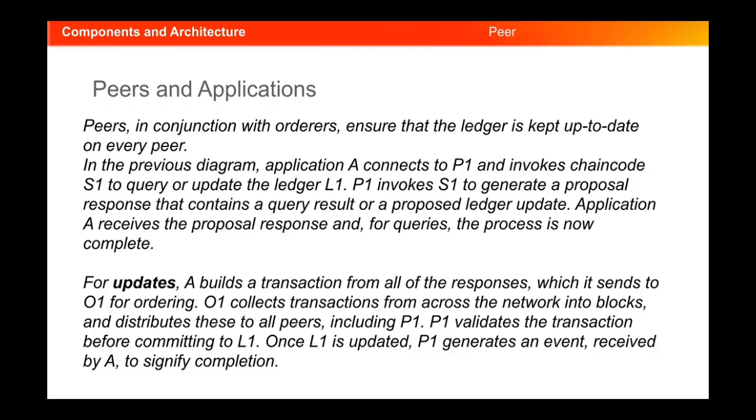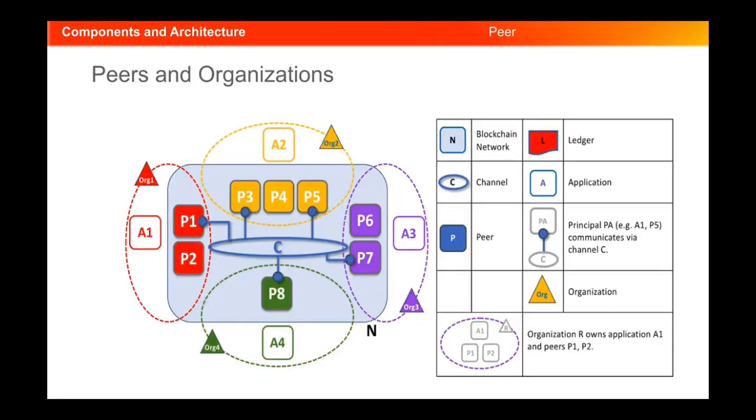Moving on, this is the explanation that I have given in the diagram. So you can go through it and please understand the concepts. It's very important to understand the next component and how the network works in its entirety. Now let me explain peers and organizations and how they are associated.